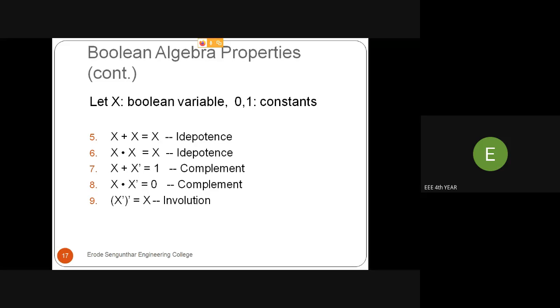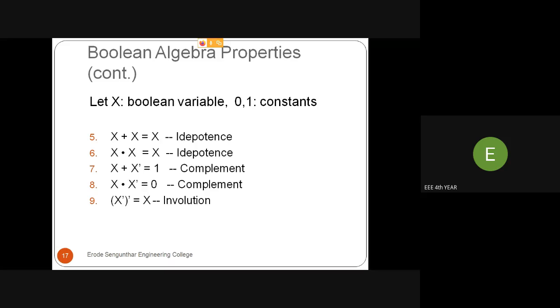Next, x plus x is equal to x, and x into x is also equal to x. So 0 into 0 is 0, and 1 into 1 is 1. 1 plus 1 is 1, and 0 plus 0 is 0. That is x plus x equal to x, or x into x equal to x. Now x plus x bar equal to 1. If x is 0, x bar is 1, then 0 plus 1 equal to 1. If x is 0, x bar is 1, then x into x bar is 0.